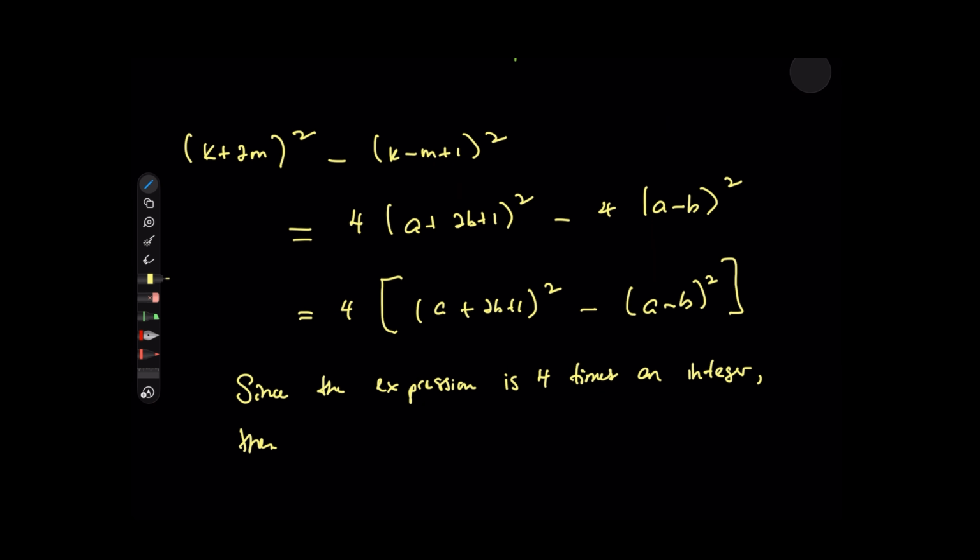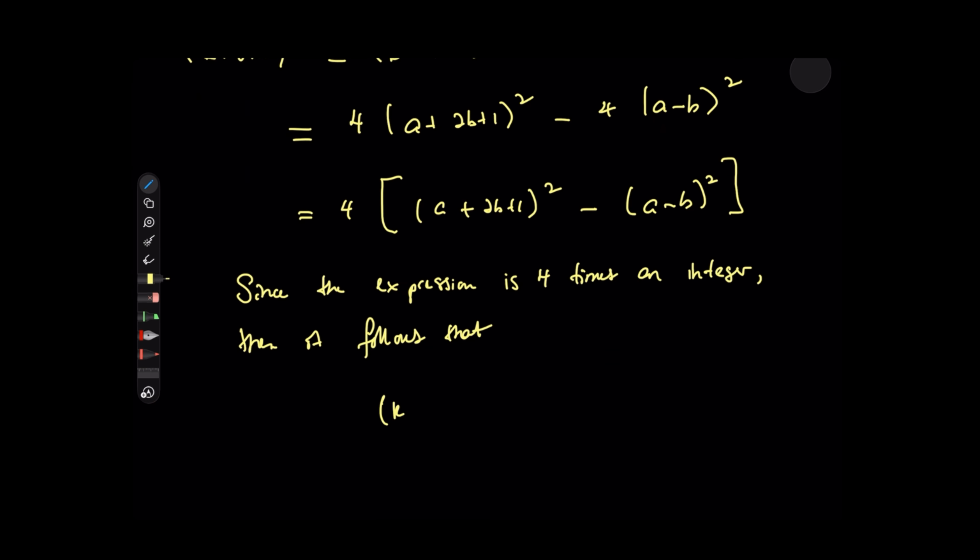then it follows that (k plus 2m) squared minus (k minus m plus 1) all squared is divisible by 4. So hence the expression is divisible by 4, because that is what we wanted to show. All right, so this was the question.